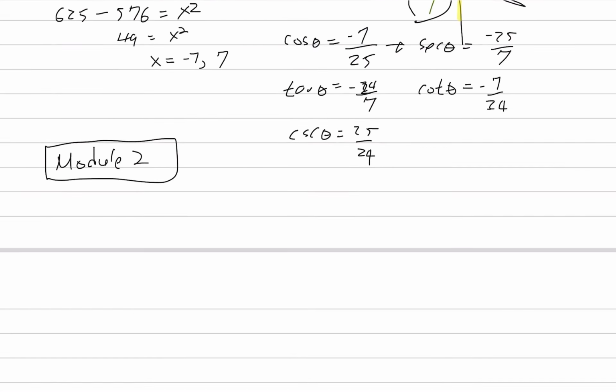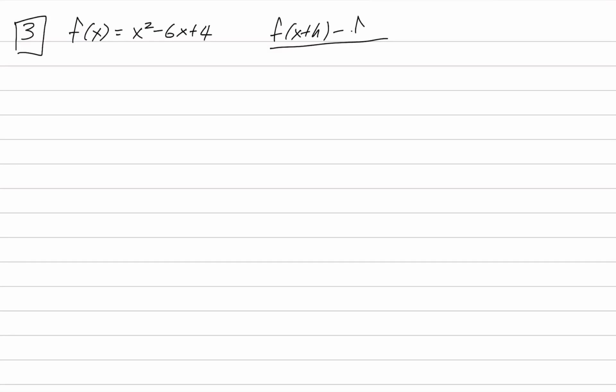Okay, so let's look at number 3. Number 3 says find the difference quotient of f, that is find f of x plus h minus f of x over h for the following function. So the function I have is f of x equals x squared minus 6x plus 4. And this is the difference quotient. So remember, difference quotient represents average rate of change between 2 points. So in this case, average change between x and x plus h.